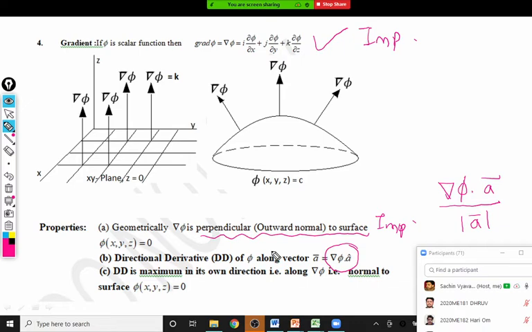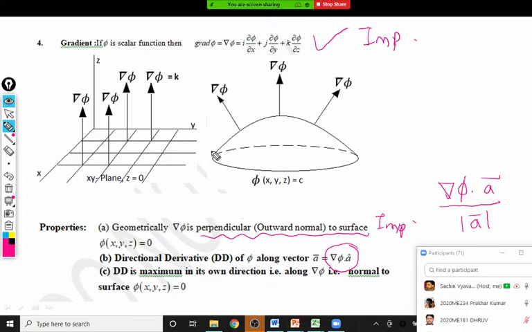Yes, some of you may think it is on the screen, so why should I tell? Yes, if you want the maximum rate of change of the function, then it will be along the normal to the surface. Let me come to the same example of temperature.